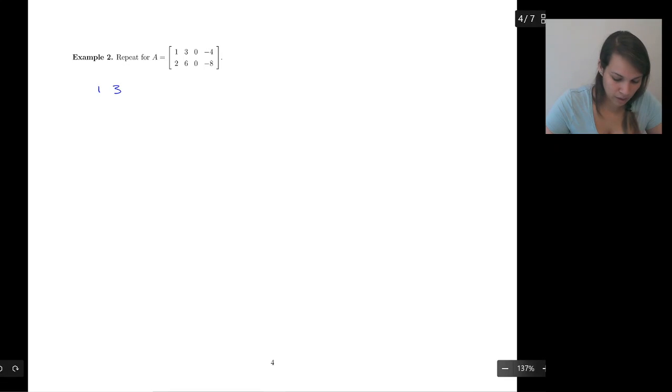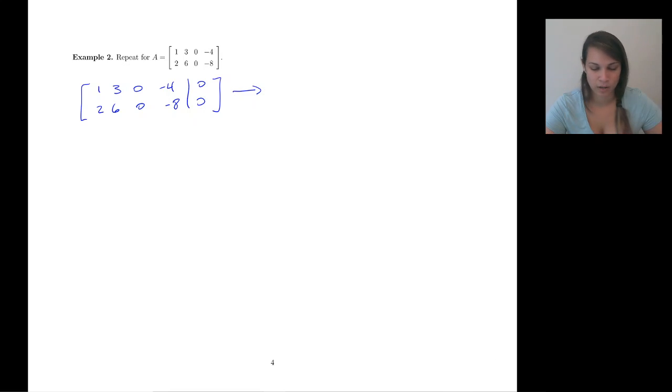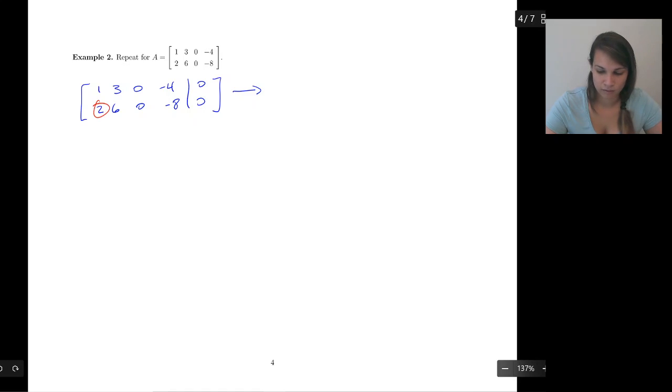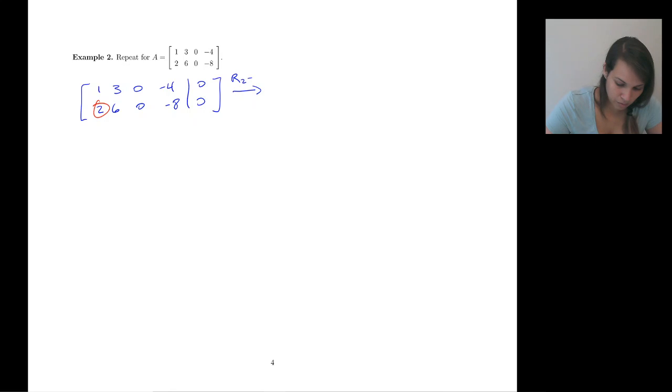Same deal though, we copy it down, and we want it to be in augmented matrix form, even though we know the right hand side is going to do nothing, just to be consistent. And we are going to reduce it. We're going to remove that 2 right there. So we're going to do row 2 minus 2 times row 1. 1, 3, 0, negative 4, because row 1 stays the same.